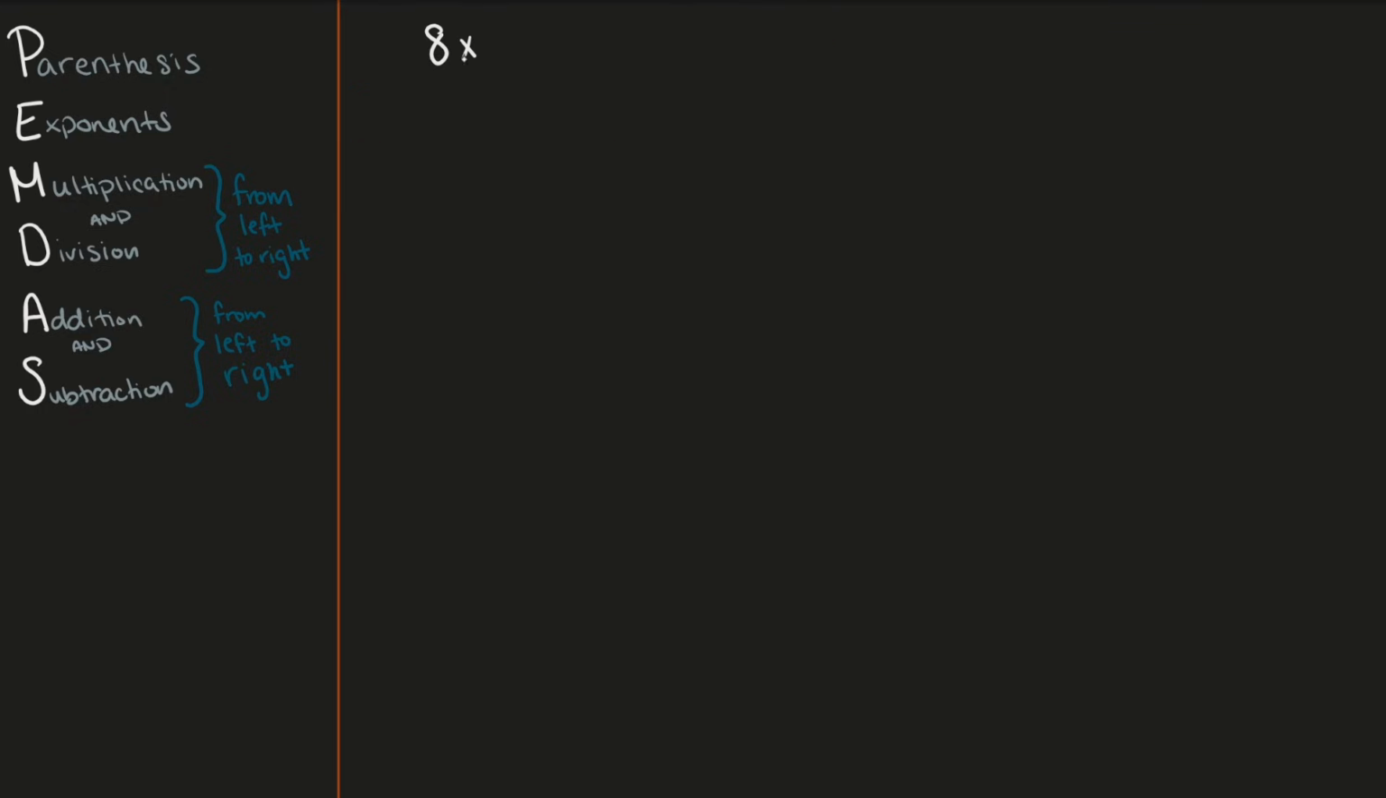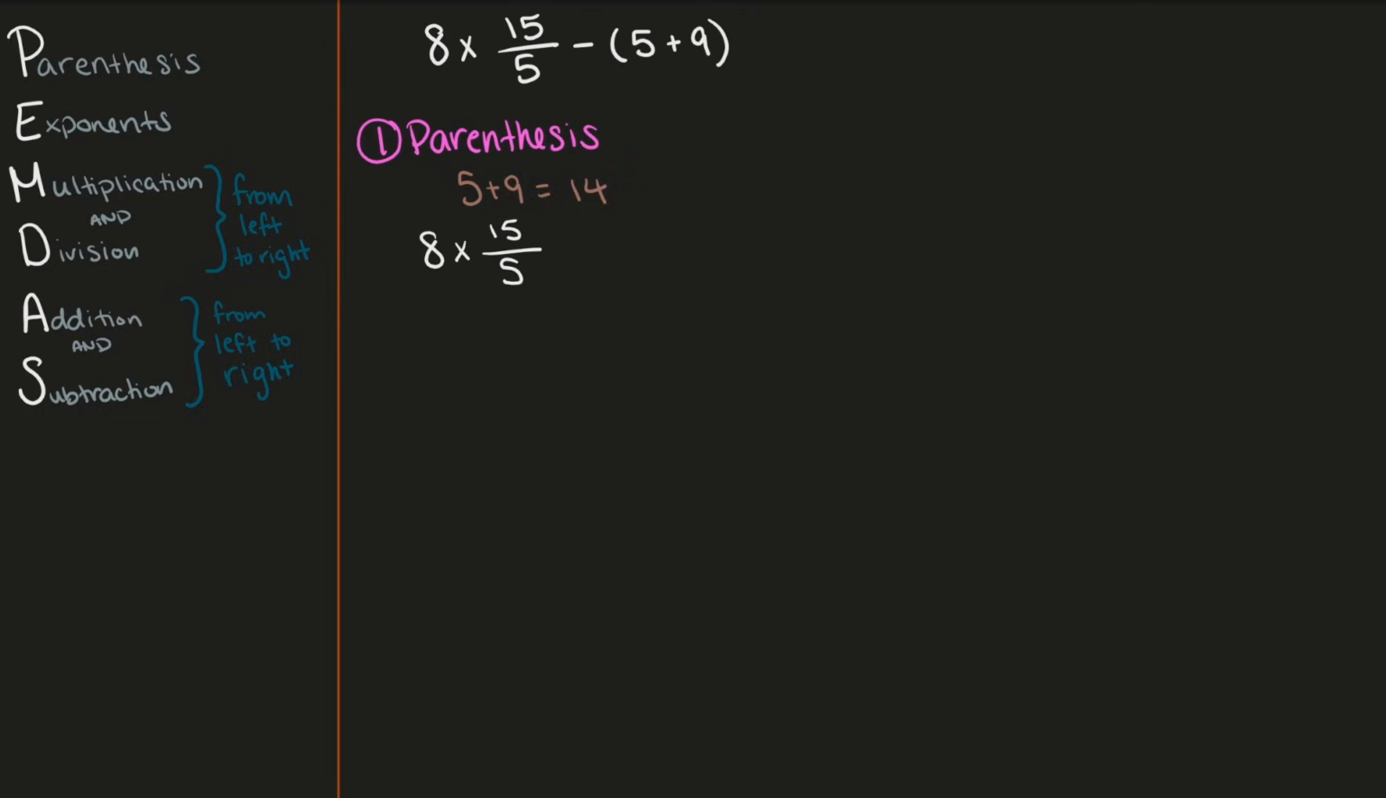8 times 15 over 5 minus, in parentheses, 5 plus 9. So start with our parentheses. We have 5 plus 9. 5 plus 9 is equal to 14. So we have 8 times 15 over 5 minus 14. We don't have any exponents, but we do have multiplication and division, going from left to right. So going from left to right, we have 8 times 15 over 5.